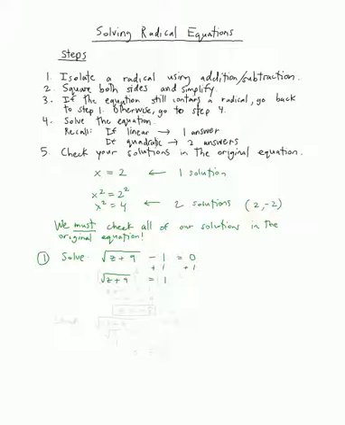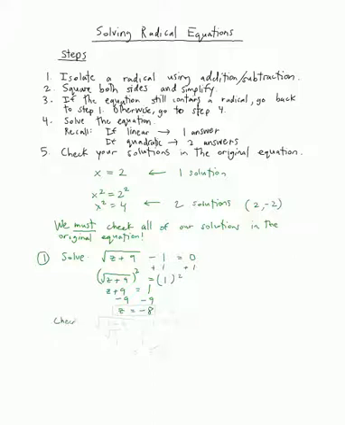Now, step 2, square both sides and simplify. So I'm going to square the left side and square the right side. On the left, if you square a radical, it just goes away. You get z plus 9. And on the right, 1 squared is just 1. Nothing to simplify, so I go to the next step. Notice there are no more radicals, so I go to step 4. Solve the equation. It's linear, so it's going to have just one solution. I get z equals negative 8.